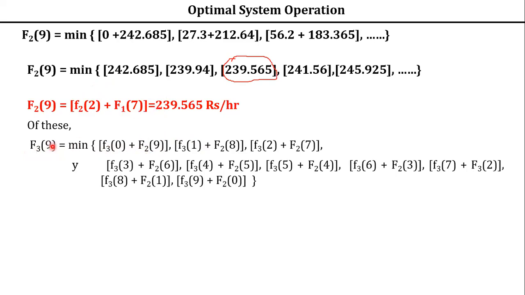Understood? So here, what does F3 of 9 mean? 9 megawatt of generation is generated by 3 units. That is the meaning here. Here 9 megawatt is generated by n units, I said, so 3 units. But still we have the combination of F3 and F2. What about the other combination? F2, F1 we already got, so there is no need to find out that one. Only this one you have to find out.